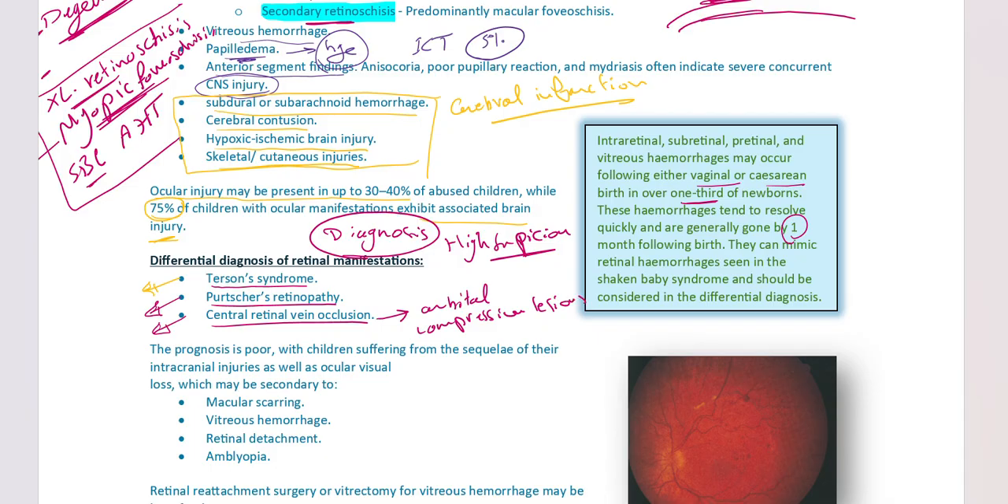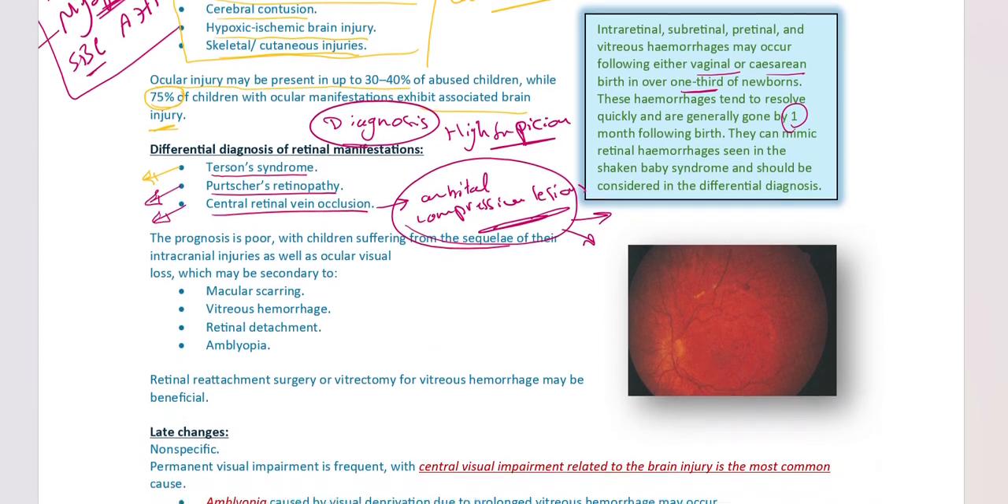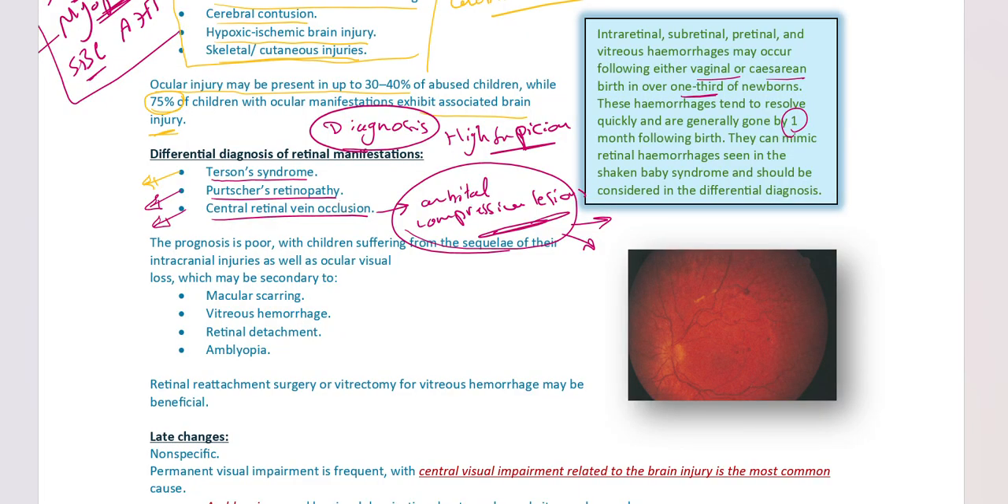And this is a viva question here. If a 6-month-old or 4-month-old child presents with central retinal vein occlusion and a normal systemic evaluation, what's your next step? Orbital examination for a possible compressive lesion. Consider MRI, CT scan. These children carry a poor prognosis, usually because of the sequelae of intracranial injuries.